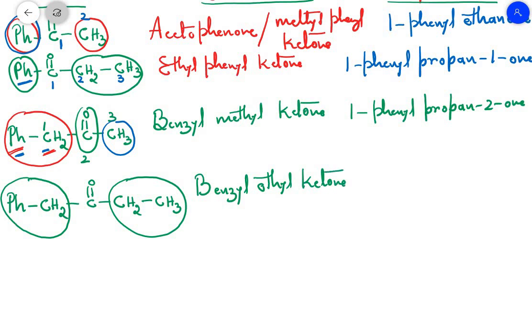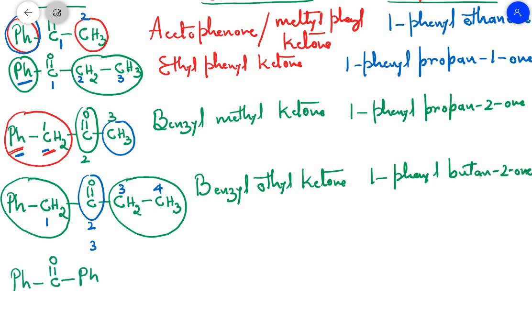And while writing IUPAC nomenclature, we are supposed to maintain that the lowest possible number should be given to this ketonic group. If I come from the right hand side, the number becomes 3 here, but if I come from this side, the number becomes 2. This is 1, this is 2, this is 3, and this is 4, and hence the name with respect to IUPAC terminology is 1-phenyl butan-2-one.